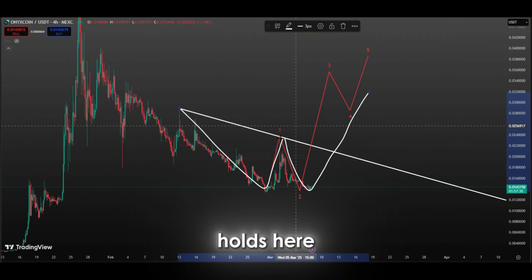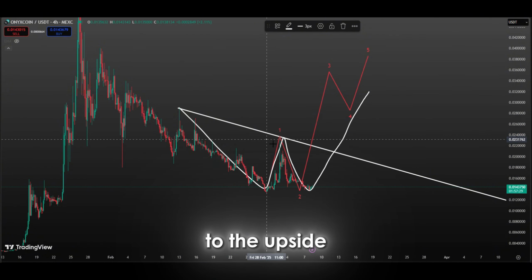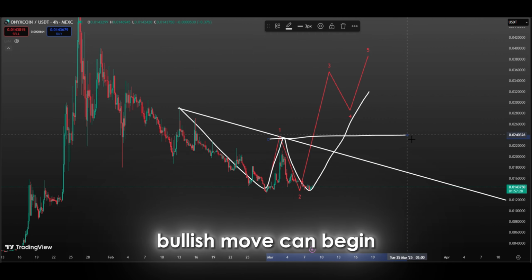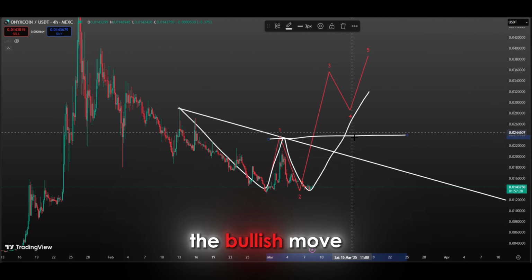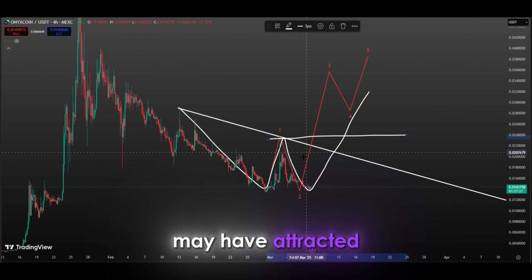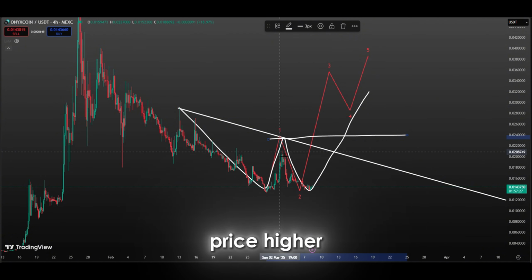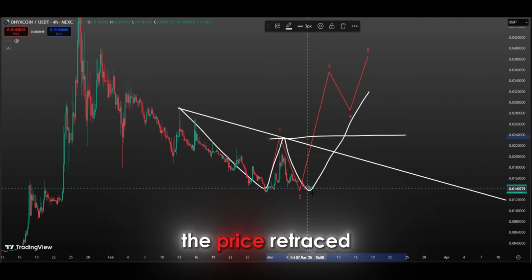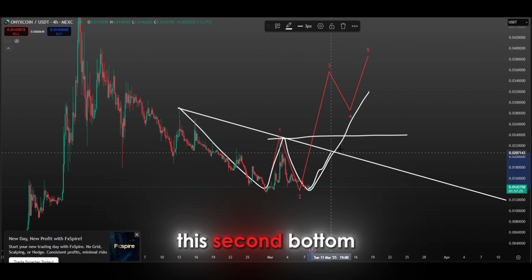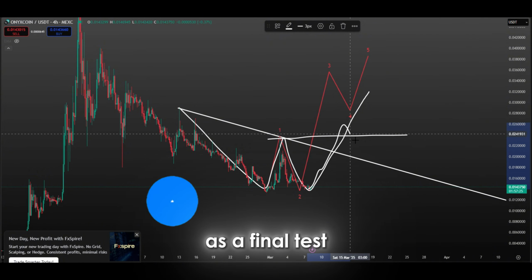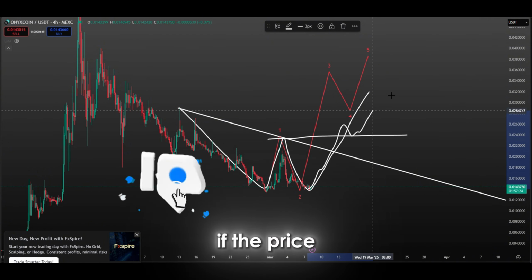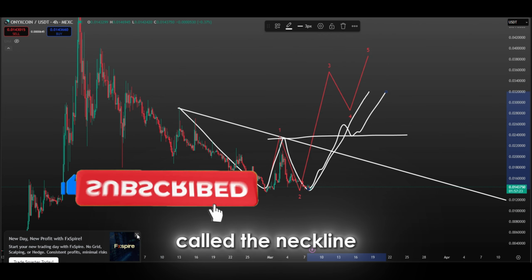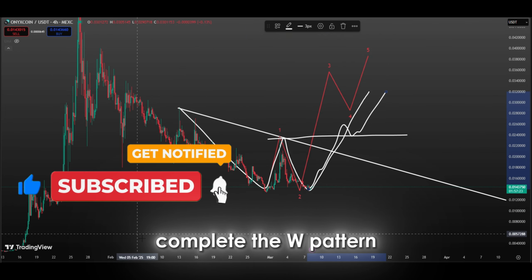If the price holds here and reacts strongly to the upside, the validity of the pattern increases and the targeted bullish move can begin. The bullish move after the first bottom may have attracted investors' attention and pushed the price higher. However, after this bullish move, the price retraced back to the second bottom. This second bottom is often considered a final test in the market. If the price encounters a strong buying reaction here, the resistance level called the neckline will need to be broken to complete the W pattern.